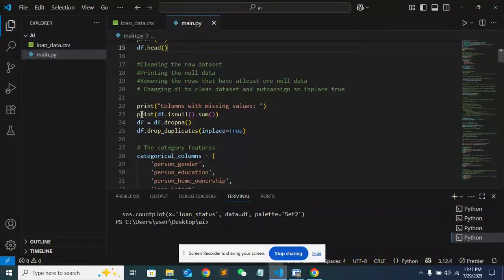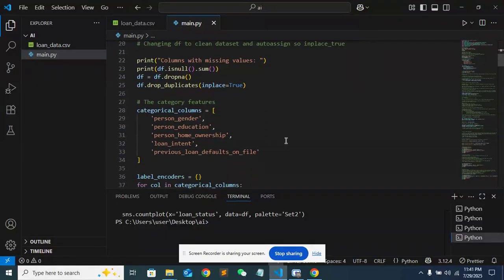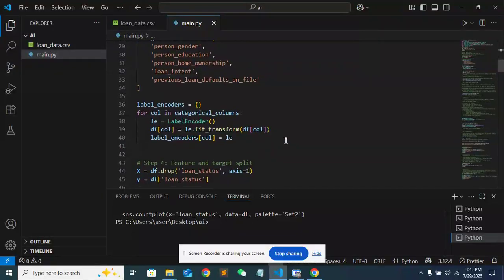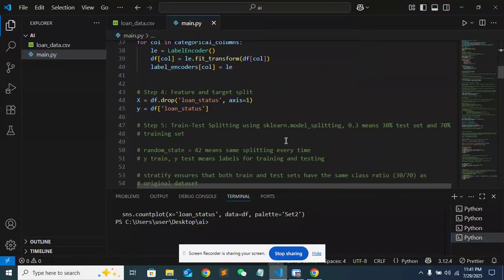This line is for cleaning the raw dataset. It removes the null values and also removes the duplicate rows. The categorical features are person gender, person education, person home ownership, loan intent, previous loan defaults on file. The label encoders are important because KNN doesn't understand strings. It is very important to convert them into numerical values. It doesn't mean that it is high or low. It just means the KNN algorithm has something to work on. So that's why we need label encoders.